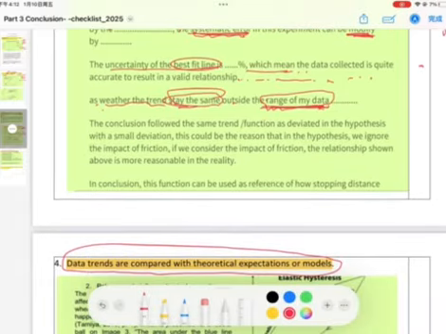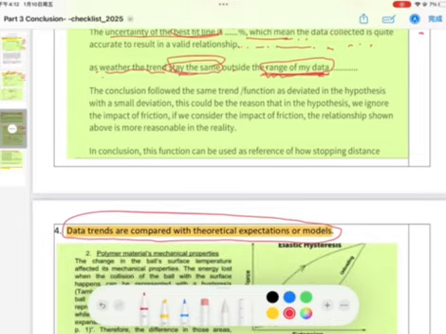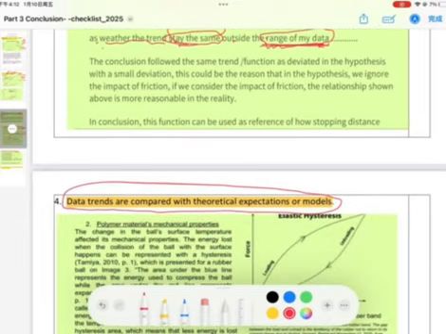to discuss whether it will make it a general conclusion or universal conclusion, right? The conclusion follows the same trend as derived in the hypothesis. So here you compare your conclusion with the hypothesis, right? Whether they follow the same pattern or not the same pattern. If they are not the same pattern, they do not agree with each other.